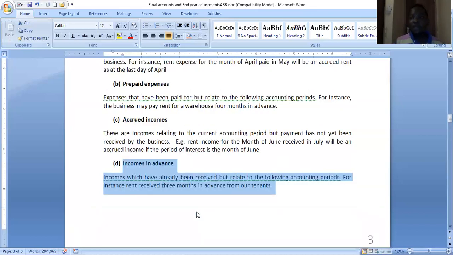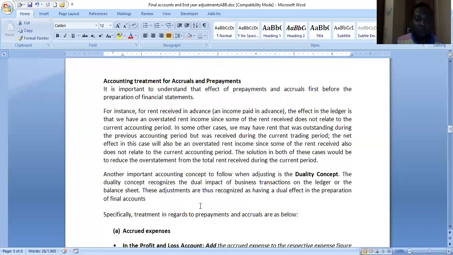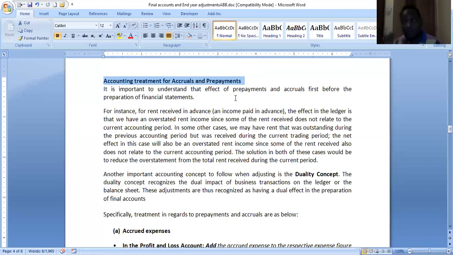So how do we adjust these items in the financial statements? Accounting for accruals and prepayments. We've said that we follow the accrual concept, whereby for expenses, we recognize them when they are incurred, regardless of whether cash is going out or not. And for incomes, we recognize them when they are earned, regardless of whether cash has been received or not.